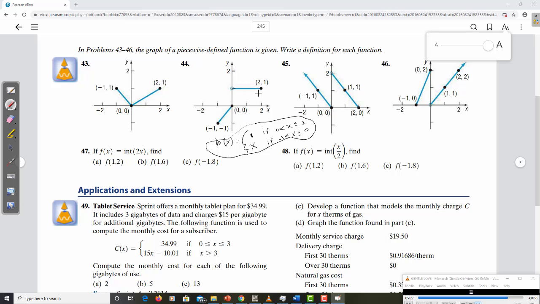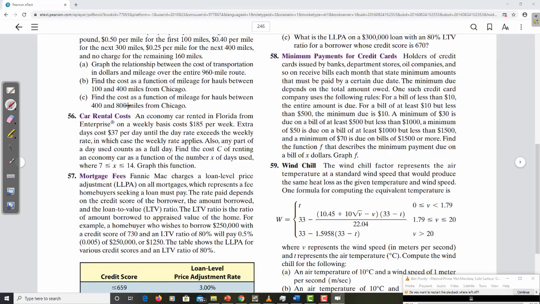This is a horizontal line. Those are always just y equals whatever the y value is, which in this case was 1, so y equals 1, if 0 is less than x is less than or equal to 2. There we go. So this is exercise 58 on page 246.